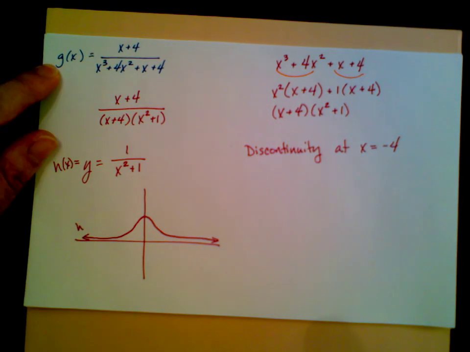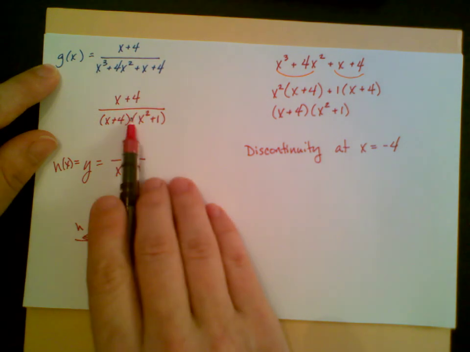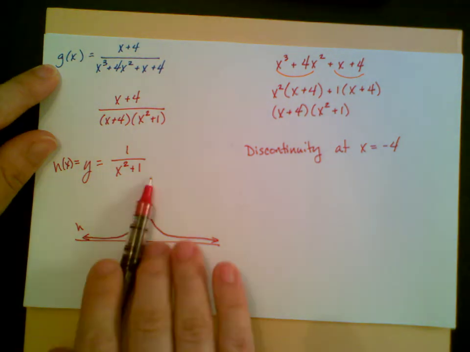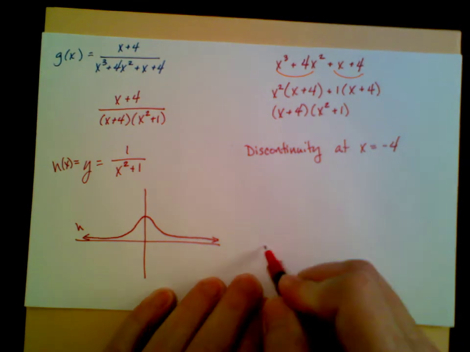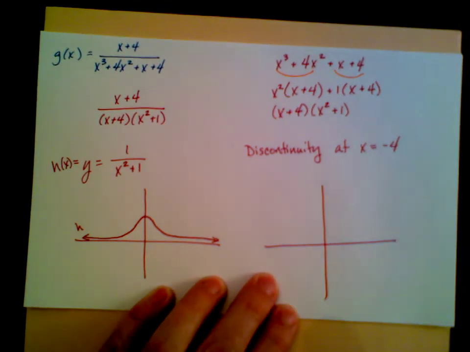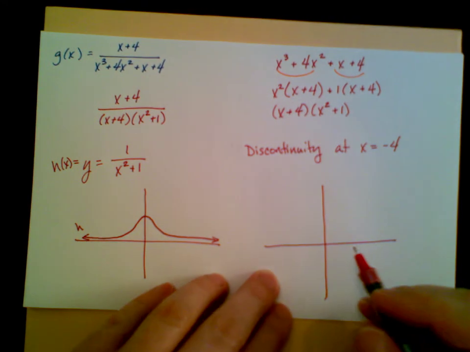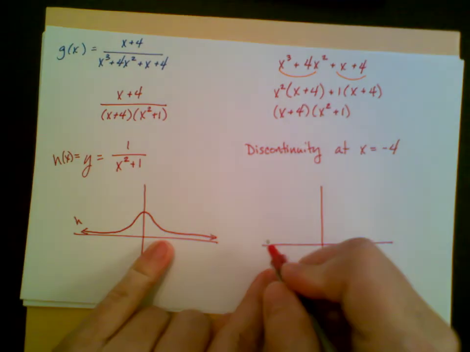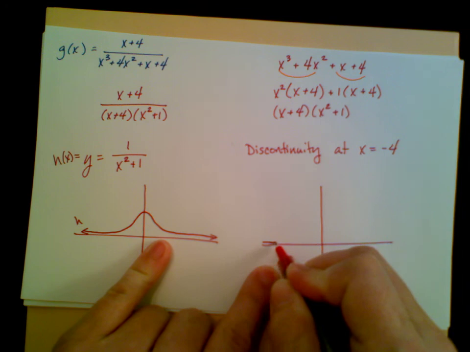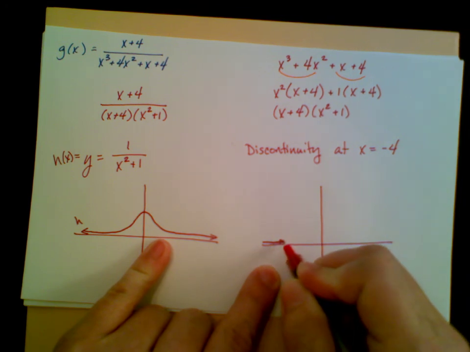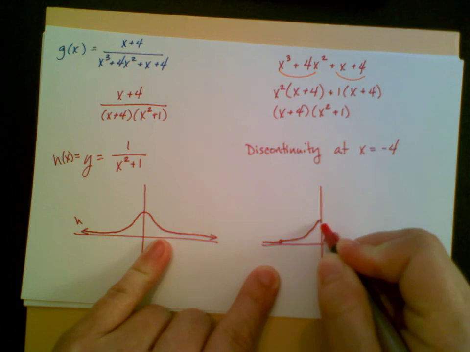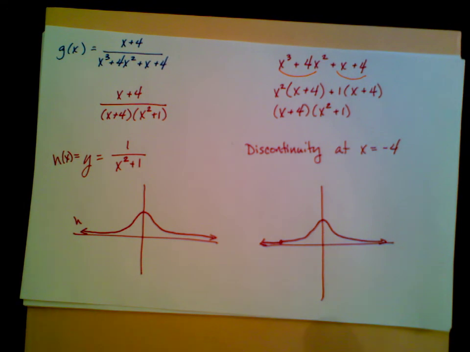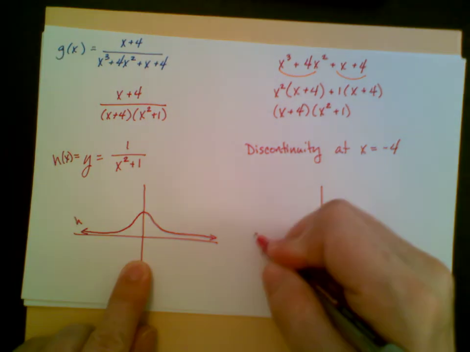If I want to graph g, I know that when I canceled out this x plus 4 factor, I was left with a function that I know what it looks like. So I can sketch that as well. It is a lot easier doing this in pencil, but at negative 4, there's going to be a tiny little hole, and otherwise the graph is going to look exactly the same. Now this is a rough sketch, so it's hard to make it look exactly the same, but it is intended to be the exact same graph.